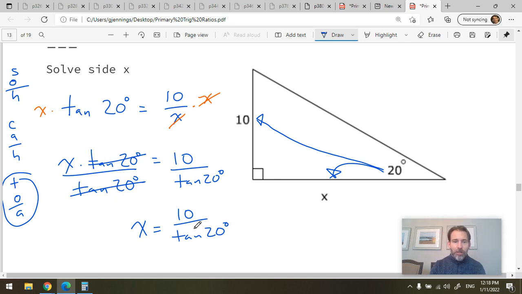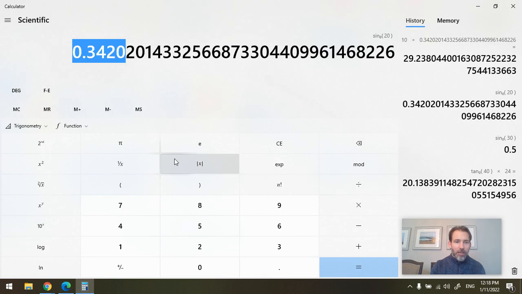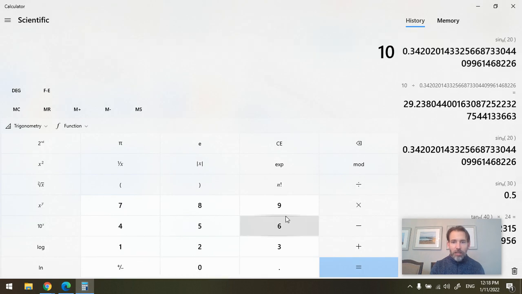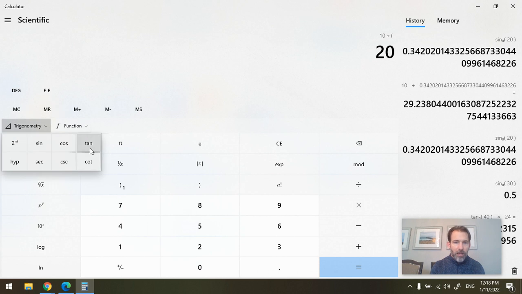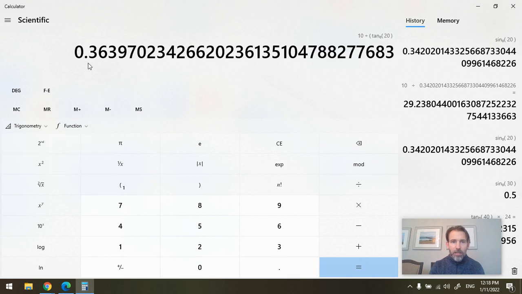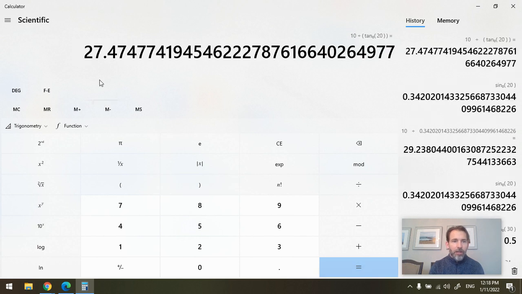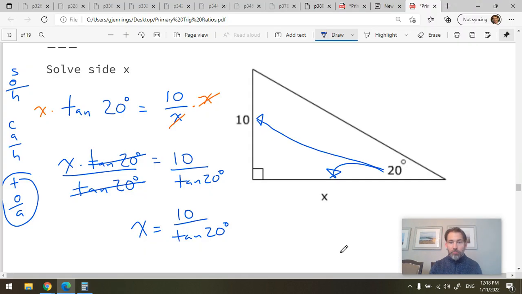Okay, so now I would calculate that, and I can just write in 10 divided by, and I'm going to do this in brackets because I'm still kind of confused about my calculator here. The tan of 20, it says, is 0.36, okay? And that makes sense to me. So I'm going to close this bracket. I'm going to say equals, and there's my answer, 27.4. All right, let's go ahead and check and see if that looks reasonable. 27.4 here.